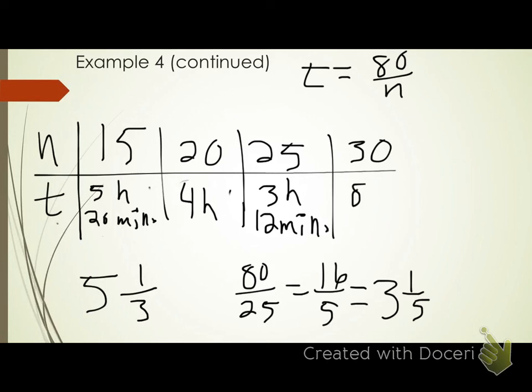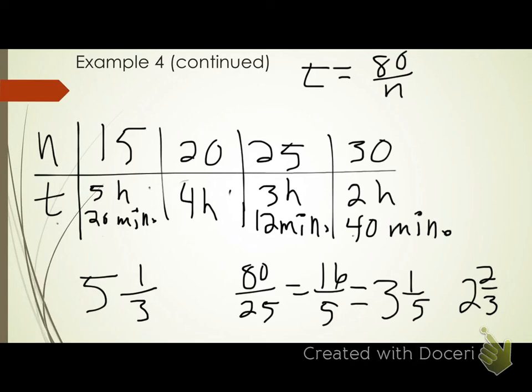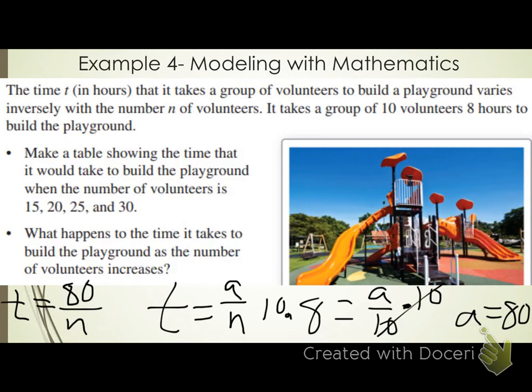And lastly, I've got to do 80 divided by 30, which gives me 8/3. What is that as a compound number? 2 and 2/3. So that would be 2 hours, and 2/3 of an hour would be how many minutes? 40 minutes. Everyone okay with that? So there's my table that it asked me to fill out on the first part.